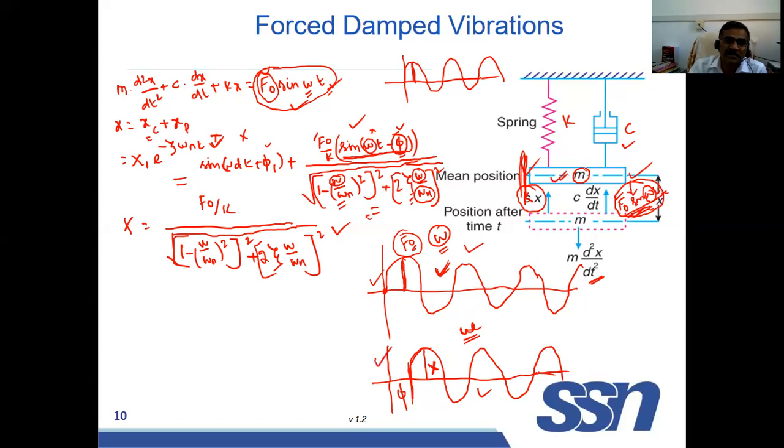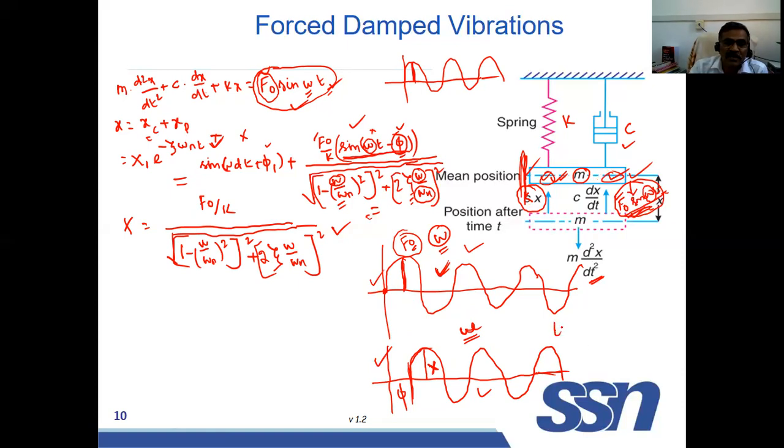Displacement of this body. A forcing function is applied to this body, and this body is displacing. However, the displacement frequency and the forcing function frequency are the same, but there will be a time delay. That is known as phi.